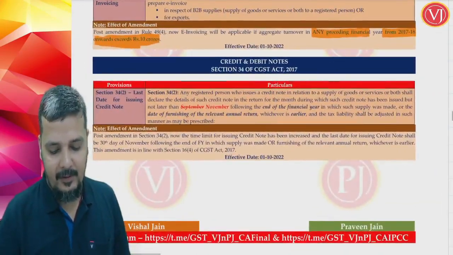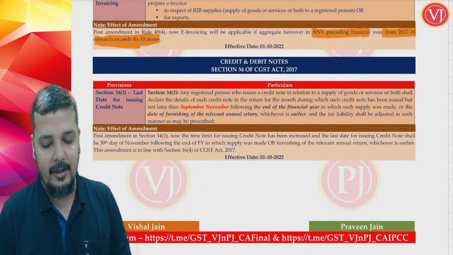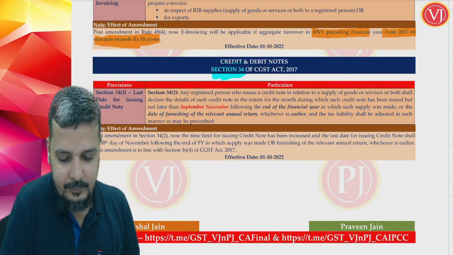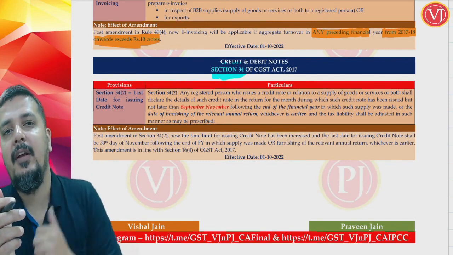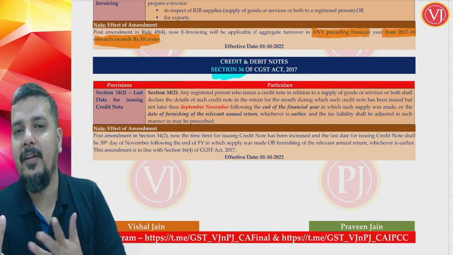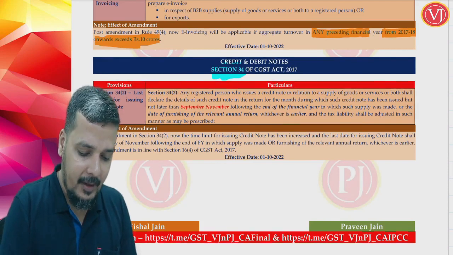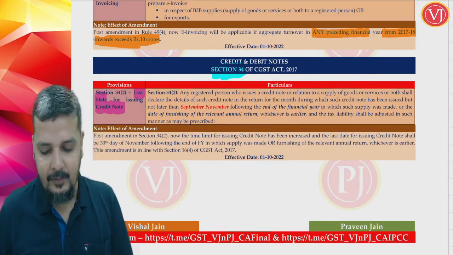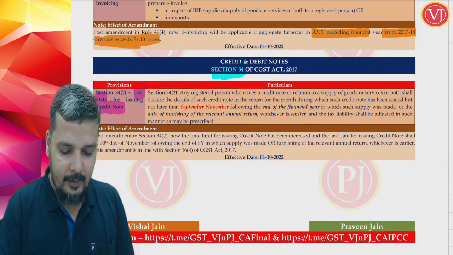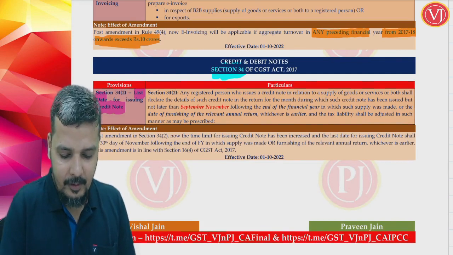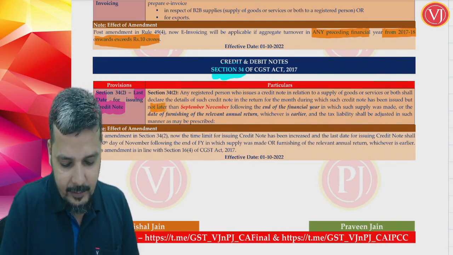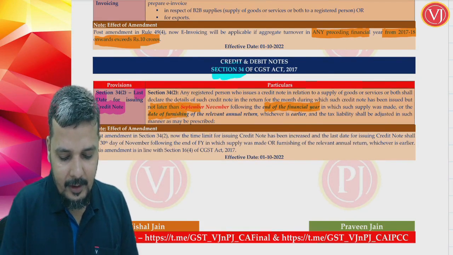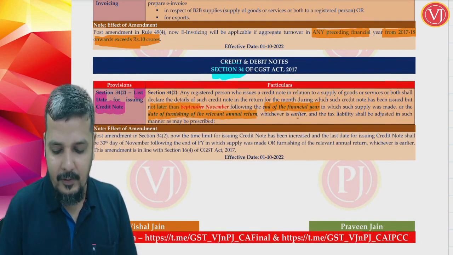Now one more amendment has come in the document chapters, related to credit note and debit note, Section 34. There is no time limit for giving a debit note or supplementary invoice, where you have to pay extra output tax. But there is a time limit for giving a credit note. Previously, you could give a credit note not later than September following the end of the financial year, that is, September of the next financial year, or the actual date of furnishing of the relevant annual return, whichever is earlier.